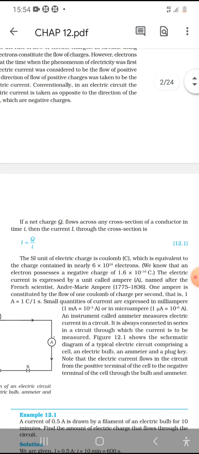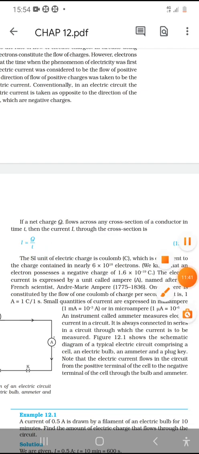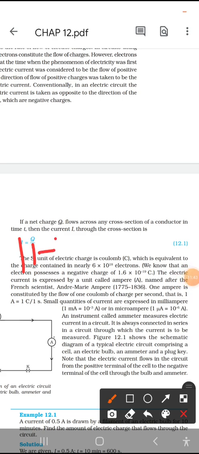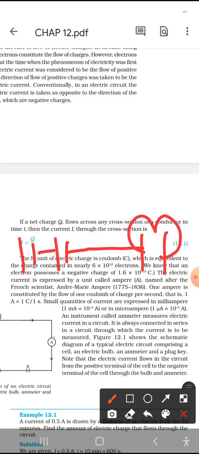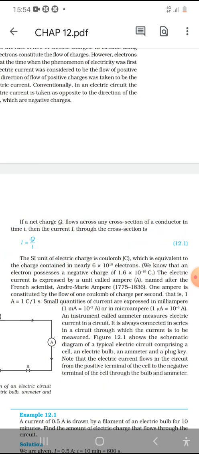So friends, ammeter is used only in a series connection. How will I show? Here is a series connection. If here is the bulb, so this is a series connection. If here is one cell, here is one cell, and here is one ammeter, then in the series connection, ammeters are located in series.